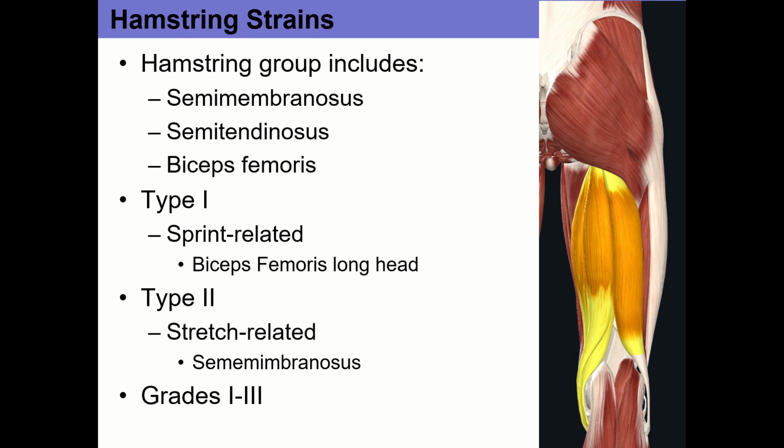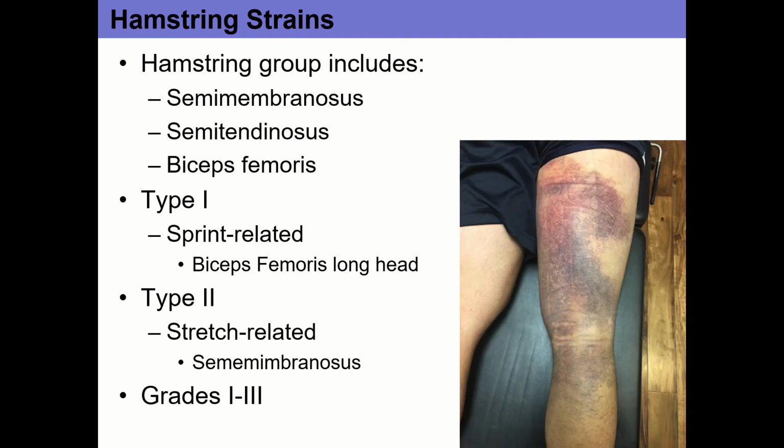In terms of grades 1, 2, 3, it's like we talked about with the ligament sprains, where with a grade 1, you overstretch the fibers, grade 2 is a partial tear, grade 3 is a full tear. Grade 1 takes about 2 weeks, grade 2 takes about 3 to 4 weeks, and grade 3, if you've ruptured the muscle, takes about 3 months. So there's a big difference between a 2 and a 3. With a grade 2, you tend to get quite a bit of bruising. You can see this is the aftermath of a grade 2 hamstring strain, with significant bruising on the posterior thigh.